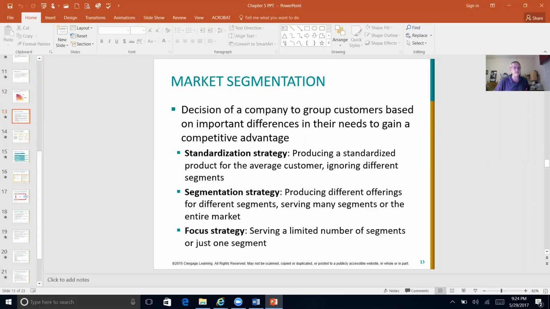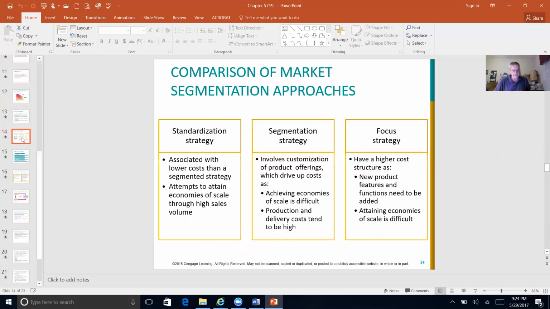And part of that market segmentation, certainly over on page 162, 163, could be subdividing that market into clearly identifiable groups of customers with similar needs, desires, and demand characteristics. Customers within these segments are relatively homogeneous, though they may differ in important ways. And there are three approaches that you typically will see companies adopt in market segmentation.